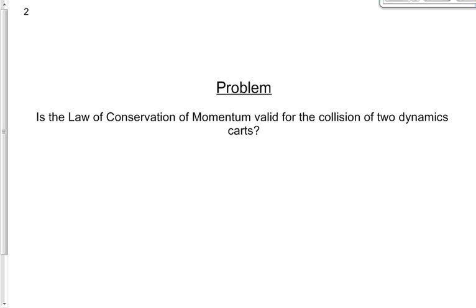Now, we're only going to test the collision of two particular objects, so we're not necessarily making a generalization to every collision with the activity that we perform, but for two particular objects, two dynamics carts that we're going to collide, is the law of conservation of momentum valid? That's our problem. You can write it down exactly in the words that I've written it down here. That's absolutely fine.